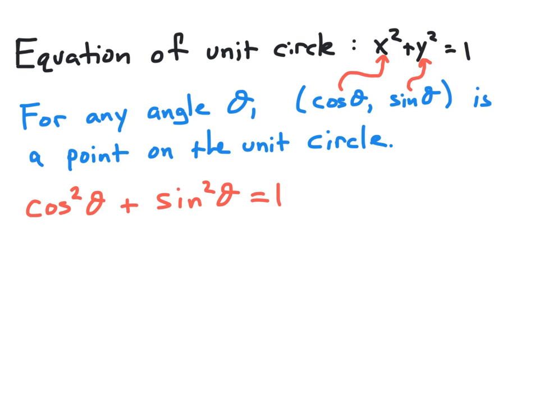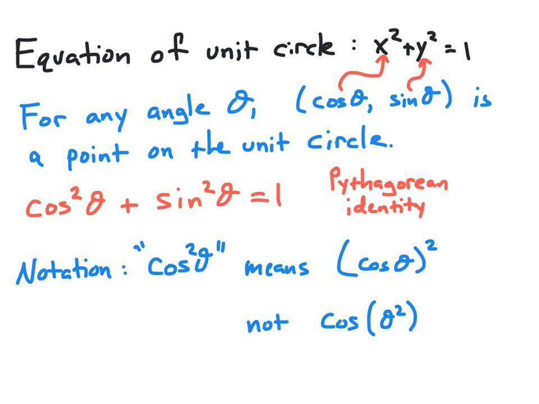For any angle theta, cosine squared of theta plus sine squared of theta will always equal 1. This equation is so well known and so useful in a variety of ways that we're going to give it a name and call it a Pythagorean identity. There will be some other equations that will also be called Pythagorean identities later on, but these will all be equations that get derived from this particular equation.